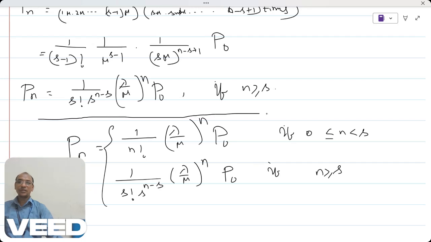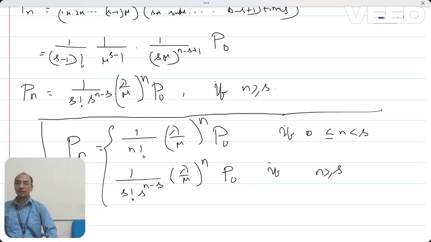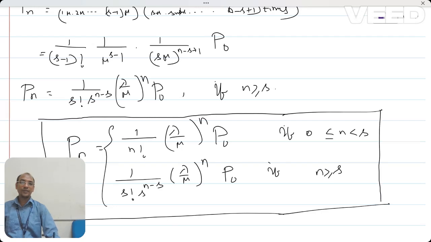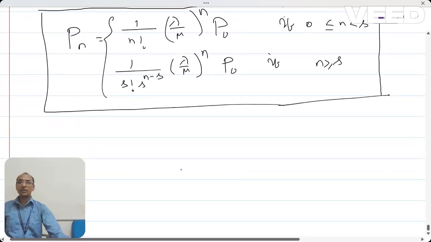What about P0 then? P0 will also have two values, and we will calculate them and finally write Pn. Similarly, in order to calculate P0, we will write like this.